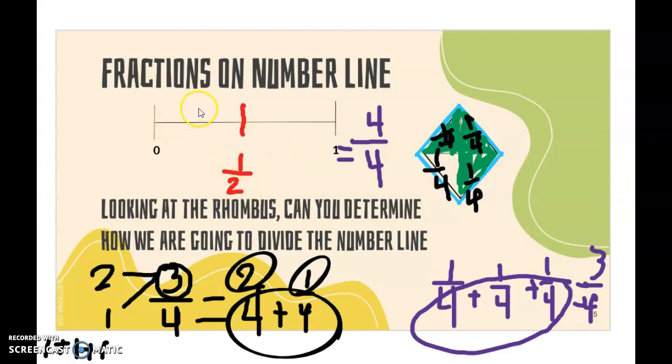So now I can plot my other markers on the number line. So halfway between 0 and 1, I am going to partition my halves into smaller pieces, so into another half. So between 0 and my midpoint, 1/2, I'm going to place a marker here. And between 1/2 and 1, I'm going to place another marker here. You want to try to make your markers as even as possible.